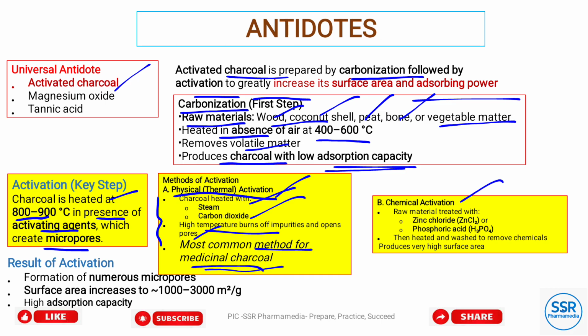Next is chemical activation. In chemical activation, the raw material is treated with zinc chloride or phosphoric acid, then heated and washed to remove the chemicals, producing charcoal with a very high surface area. As a result of this activation, numerous micropores form and the surface area increases to around 3,000 square meters per gram, giving high absorption capacity.